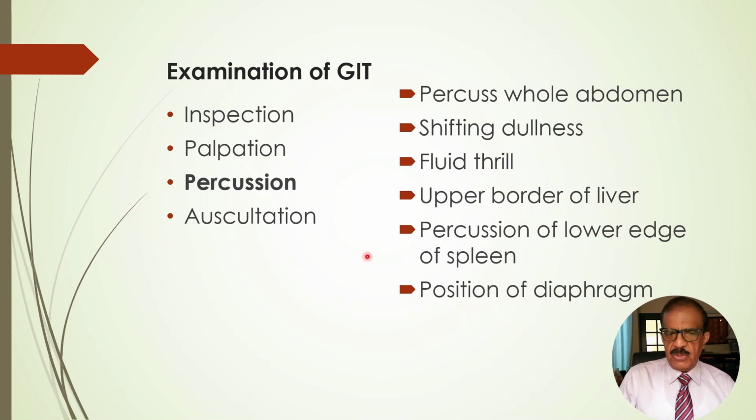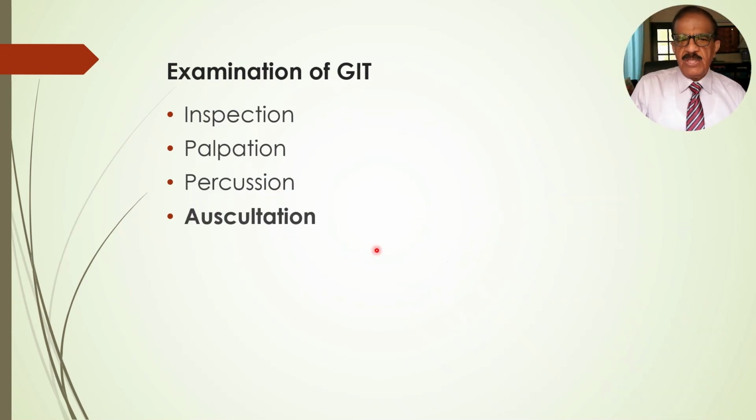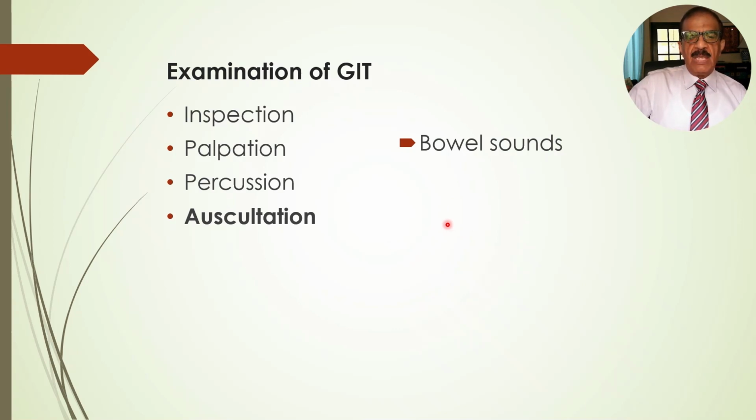Now this was the percussion. Now let's move on to auscultation. In auscultation, we can auscultate for bowel sounds. When we auscultate, we typically put the stethoscope on the right side of the abdomen, somewhere in the middle between the umbilicus and the right iliac crest, because this is the area where you would have representation of the small intestine and large intestine. Now, what do you expect in a normal person?